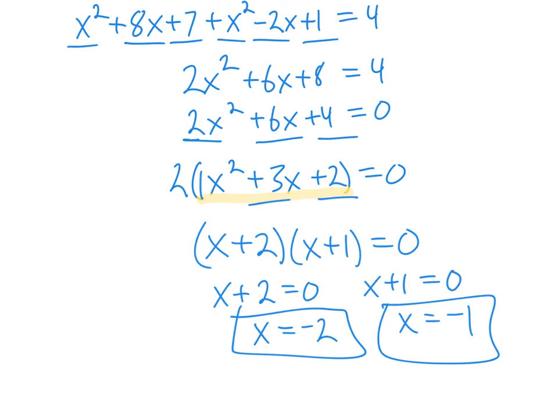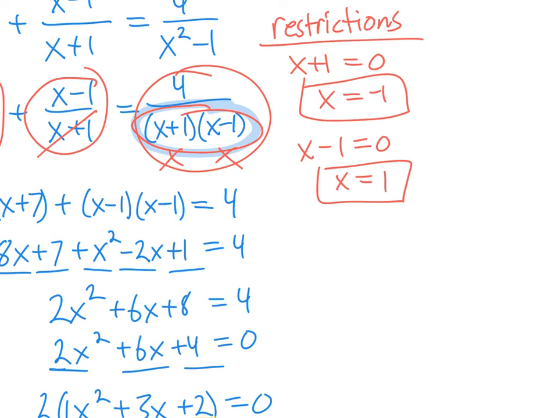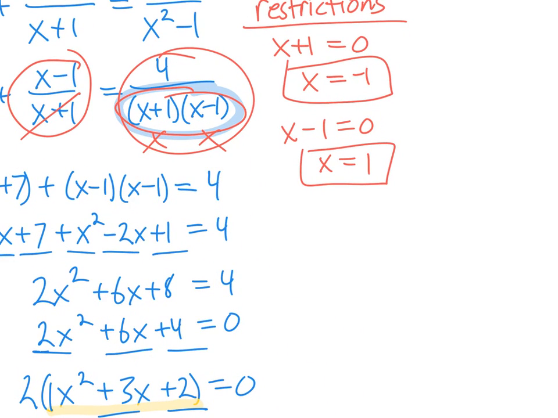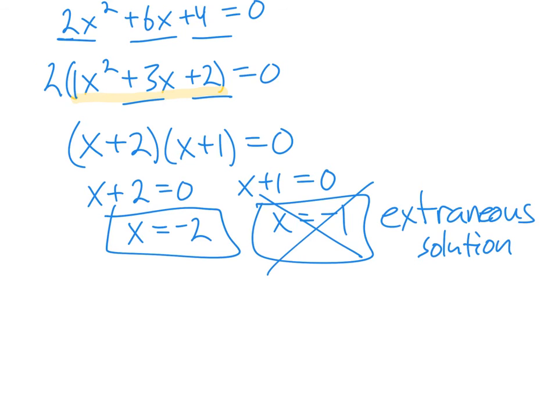But we have to make sure that we do step number 5 and check against our restrictions. We can see that negative 1 is a restriction in the original equation. Because of that restriction, we can say that this right here is extraneous. That's an extraneous solution. So our only solution is x equals negative 2.